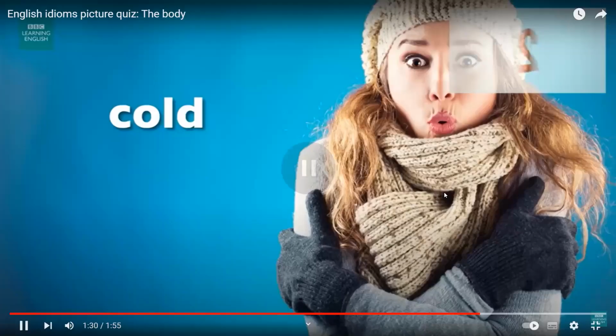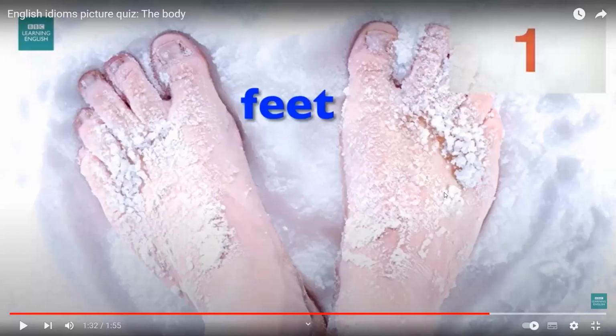Frozen. Frozen feet, teacher? Okay, any idea? Which one? Like frozen feet or cold feet? Okay. Any other person? To get cold feet. Okay. Any other one? Let's check.